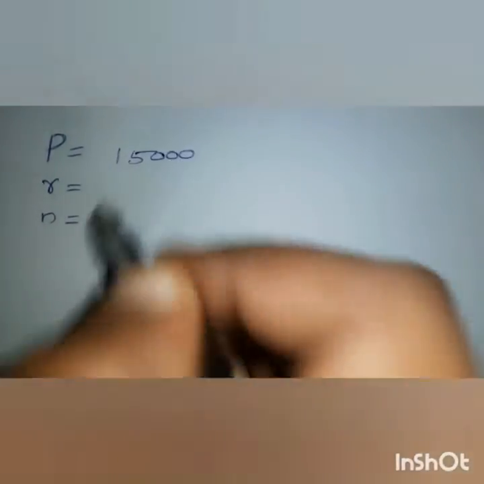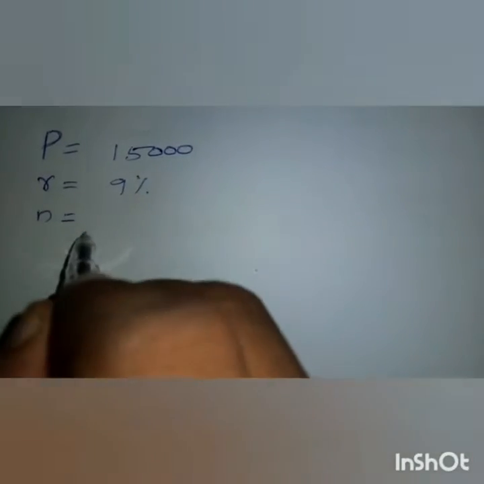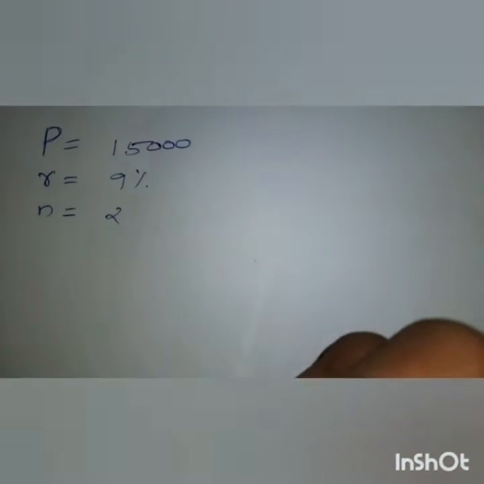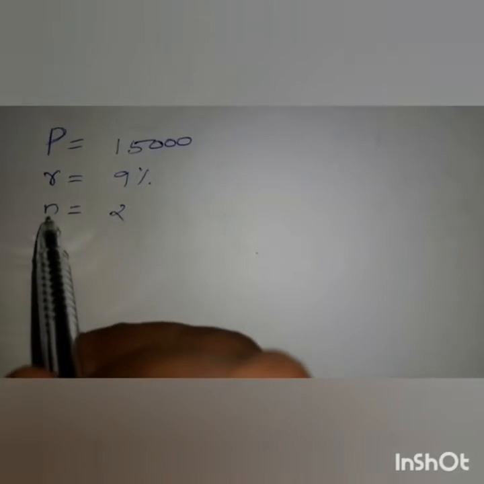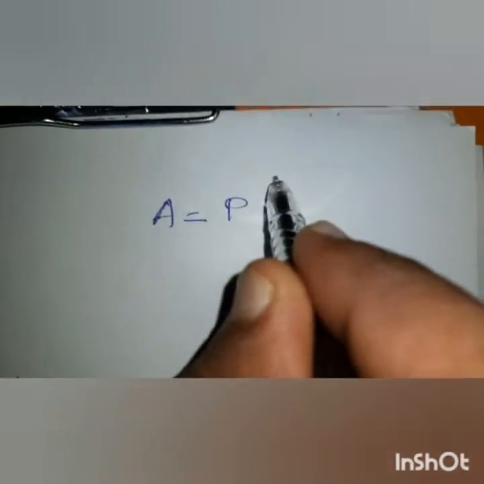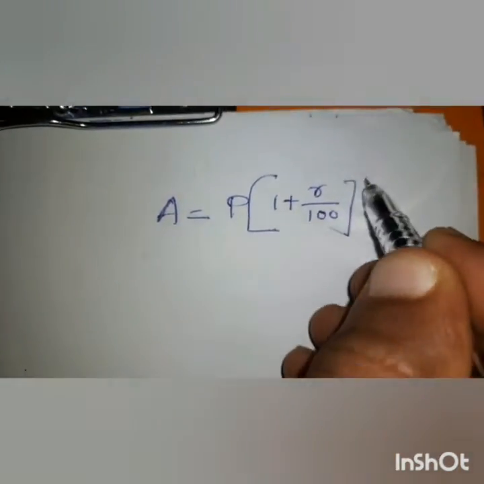The principal amount is 15,000 and the rate of interest is 9%, compounded annually, for 2 years. So P is given, R is given, n is given. The equation is amount is equal to P into 1 plus R by 100 raised to n.